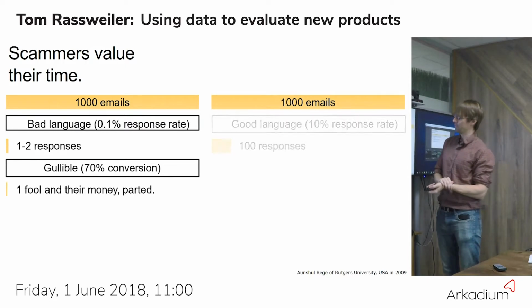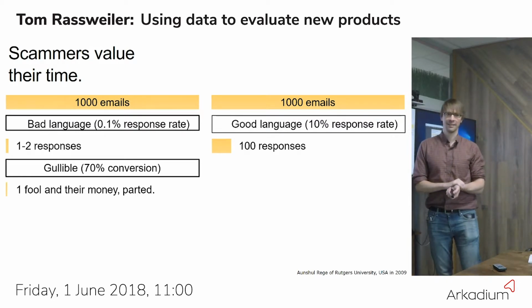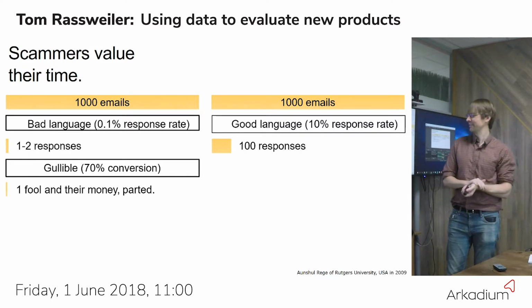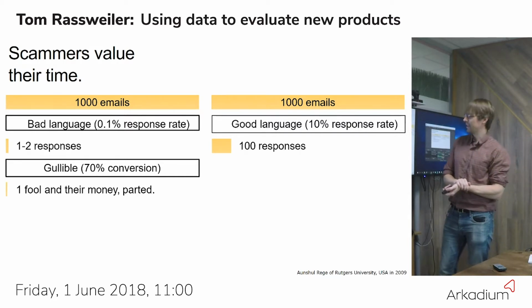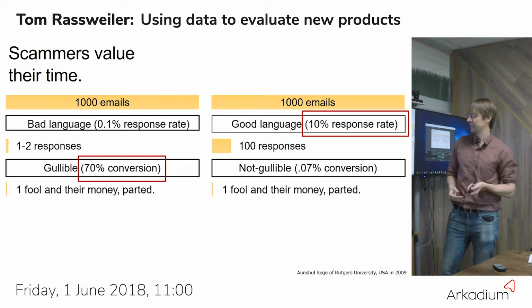Think about this compared to the opposite way. If they were to improve their language, they'd get about a 10% response rate. Make it trickier, say, I am your credit card agency and need you to send this one document. They might get 100 responses, but they'll still only get one person because a lot of those will just fail. So you have a lower conversion rate. So which one of these do you think they should focus on? The conversion of emails or the response rate?